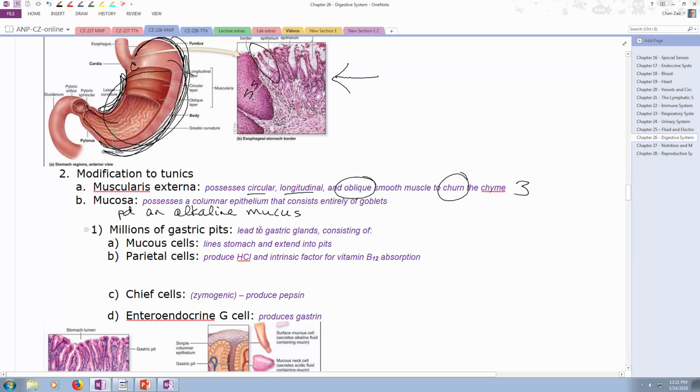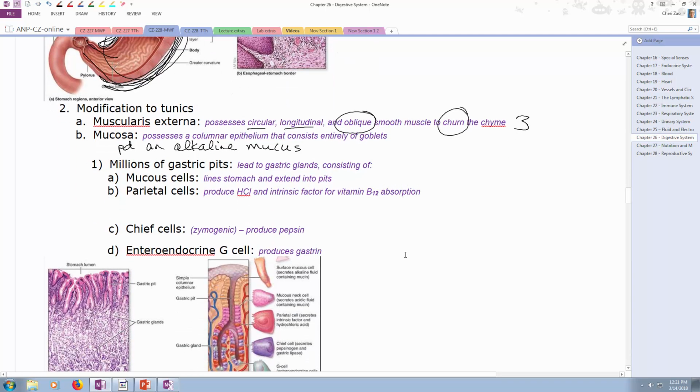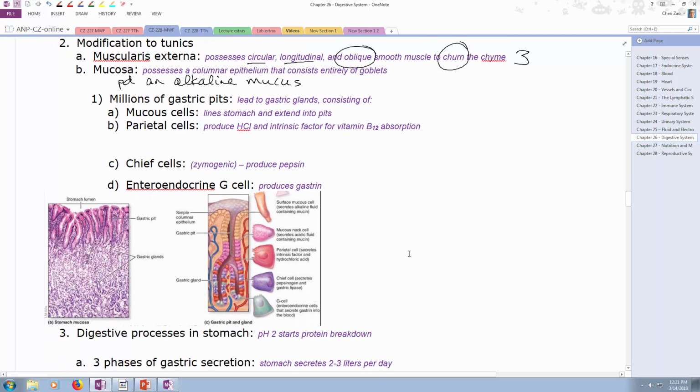The other thing about this, which is really kind of interesting, is that we have these things called gastric pits. It says millions of gastric pits leading into deeper structures called gastric glands. You have to realize that you can only see these with a dissecting microscope. So you open up the stomach, get a dissecting microscope, and it looks like it's got little divots all through it. So millions of gastric pits are those little divots.